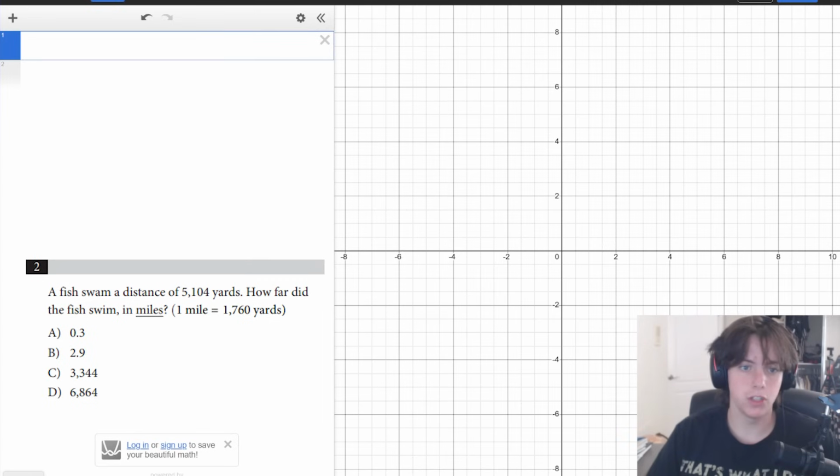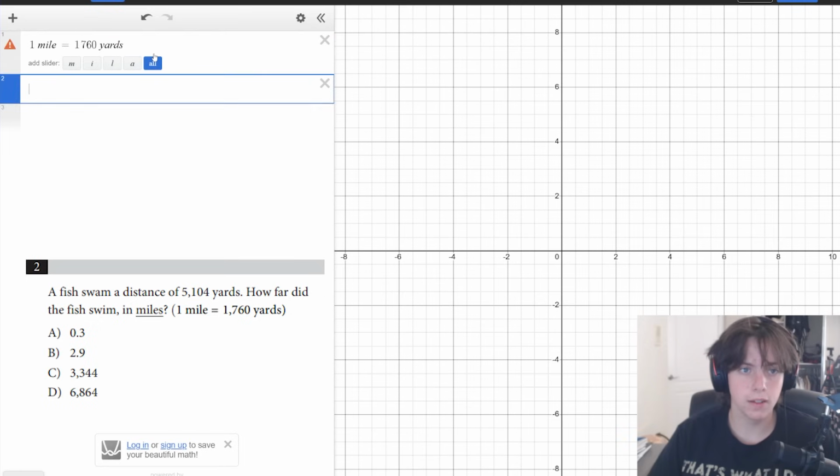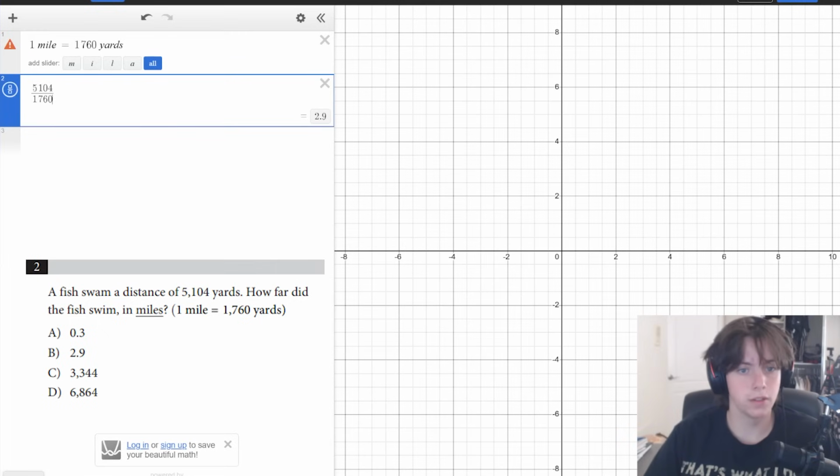Number 2. A fish swam a distance of 5,104 yards. How far did the fish swim in miles? We know that 1 mile is 1,760 yards, so we can note that 1 mile equals 1,760 yards. What this means is that we can just divide 5,104 by 1,760 to get the total amount of miles we swam. And that would just be B, 2.9.